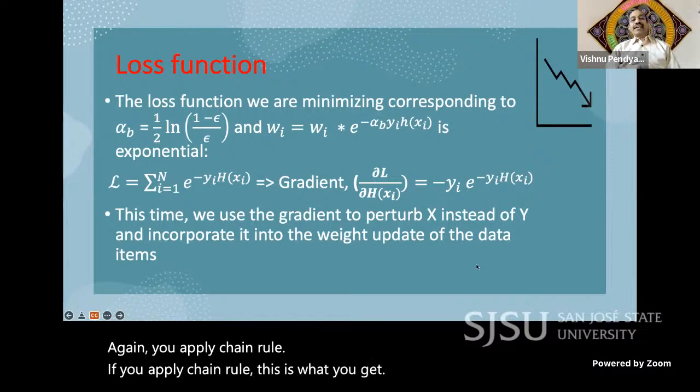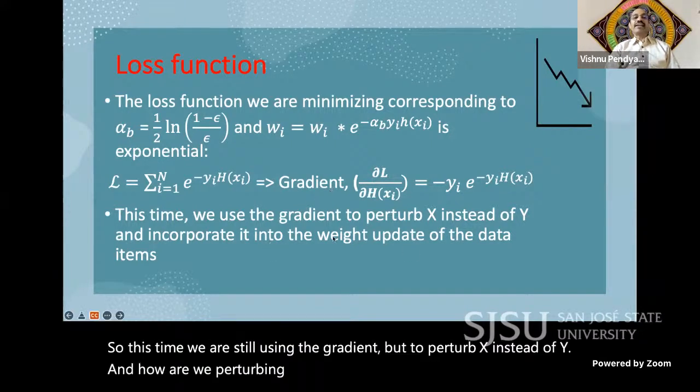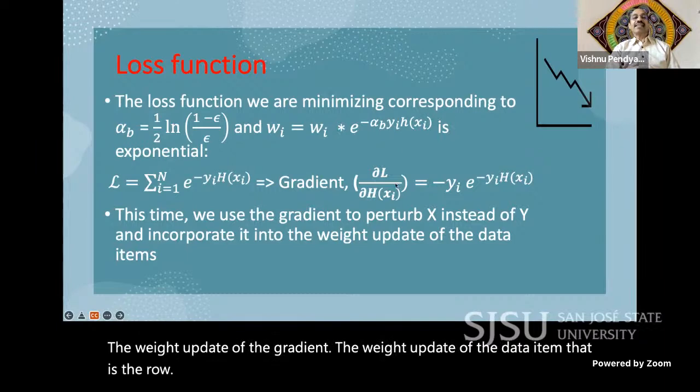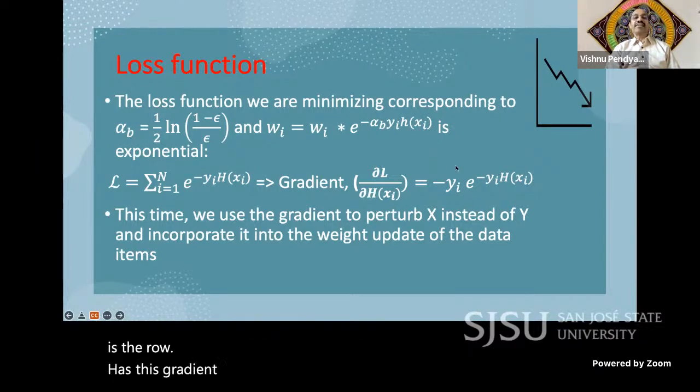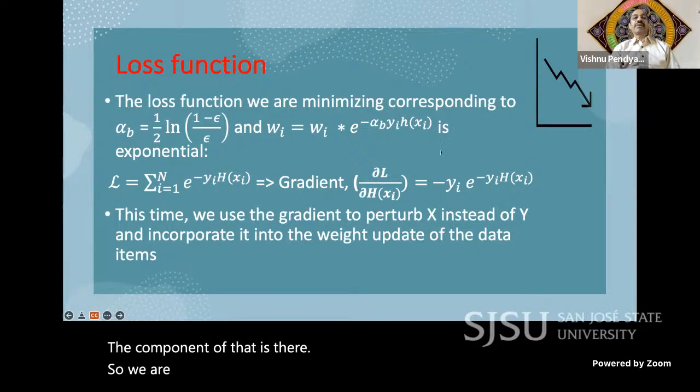So this time, we are still using the gradient, but to perturb x instead of y. And how are we perturbing x? By incorporating the gradient into the weight update of the data item. See, the weight update of the data item, that is the rho, has this gradient term, because yi is not there, but the component of that is there. So we are basically perturbing x by using this weight update for the data items.